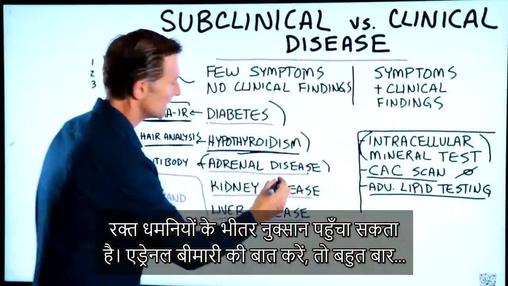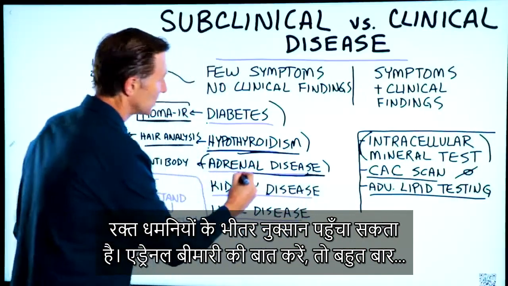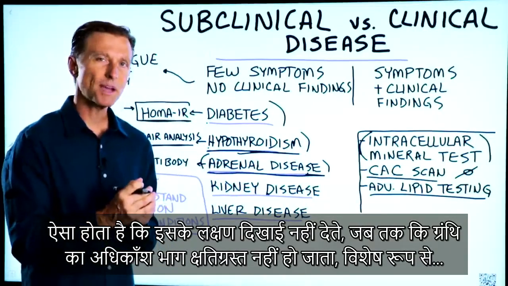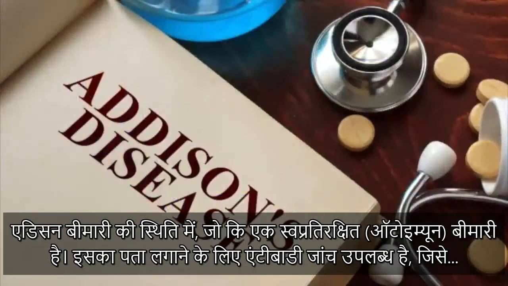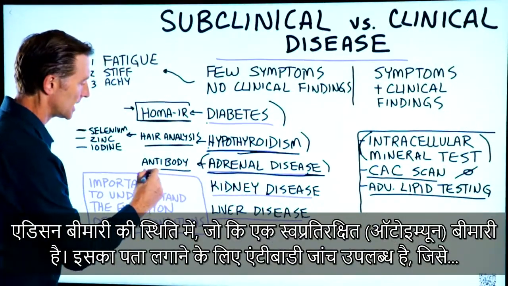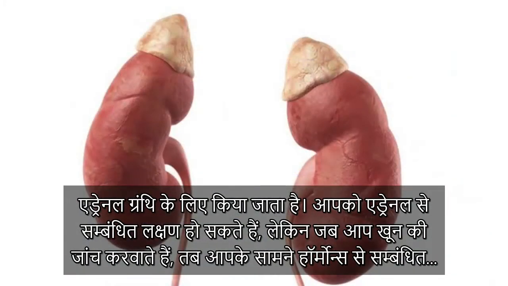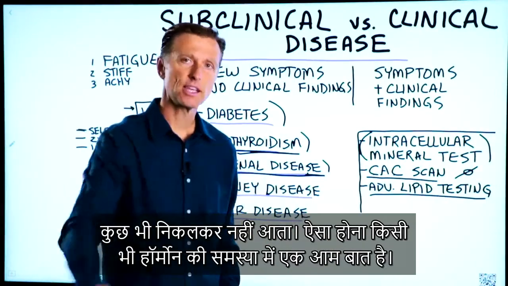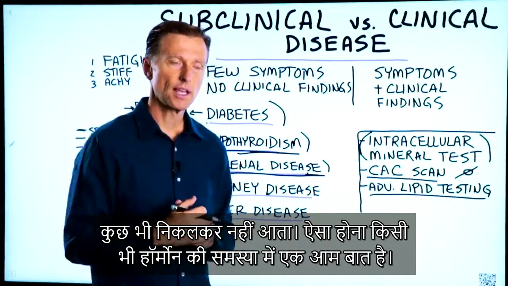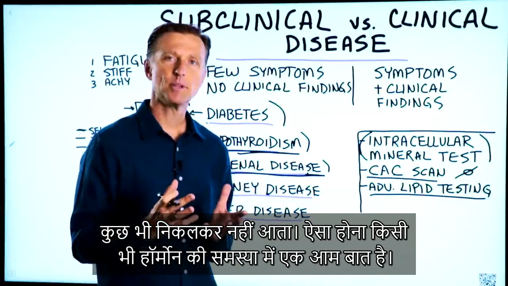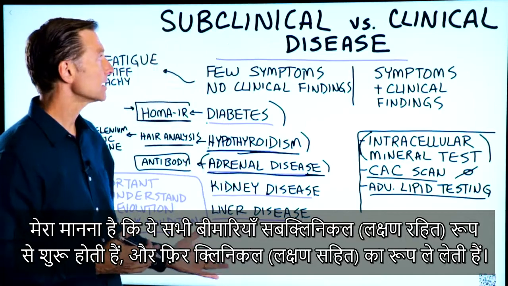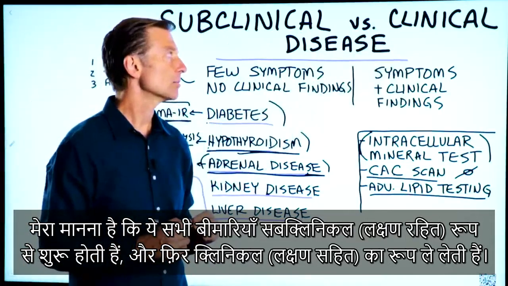Now, with adrenal disease, a lot of times adrenal problems do not show up until the majority of the gland is destroyed, especially with a condition called Addison's, which is an autoimmune condition. So one test to pick this up would be an antibody test to the adrenal glands. So you may have the symptoms of adrenal issues, but when you do a blood test, nothing shows up with your hormones. And this is very, very common with any hormone problems. I believe they all start out subclinically, and then they eventually turn into a clinical problem.